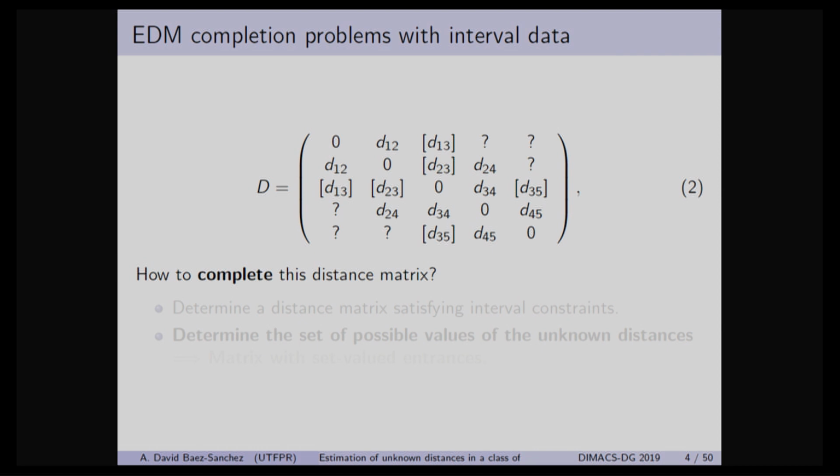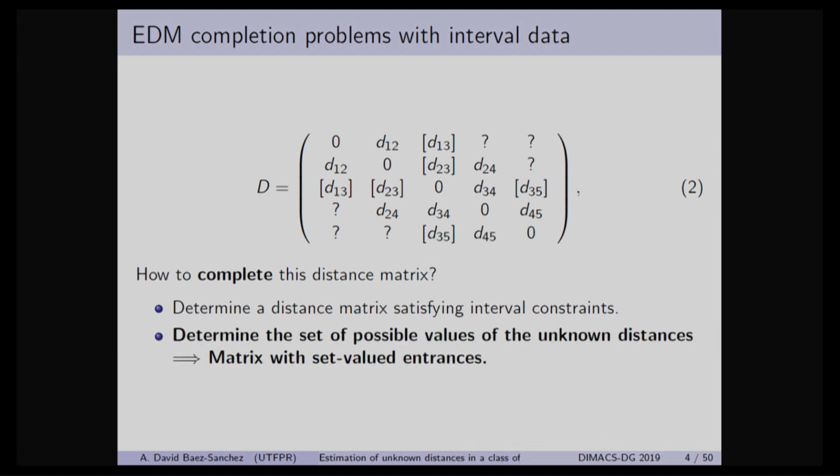And what does it mean to complete a matrix in this situation? Well, a possibility is trying to find specific values for the distances, so you have a matrix satisfying these interval constraints. This can be achieved with some of the optimization methods Professor Alfakir talked about, adding a constraint to find a distance satisfying this interval constraint.